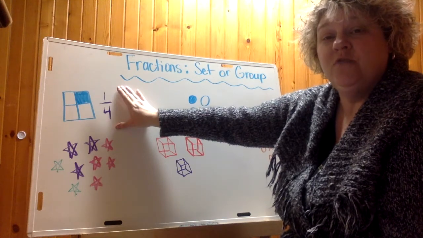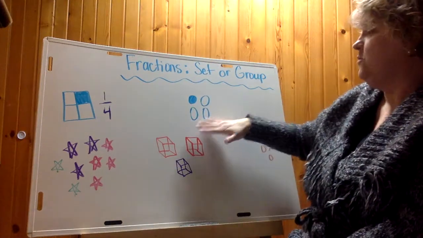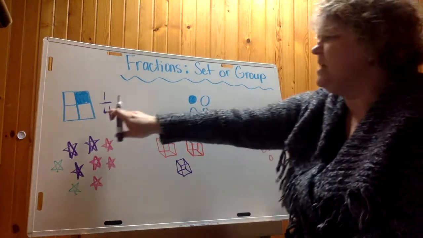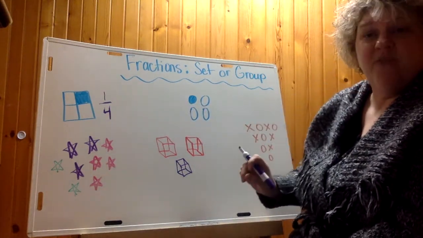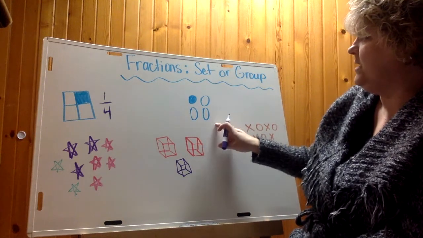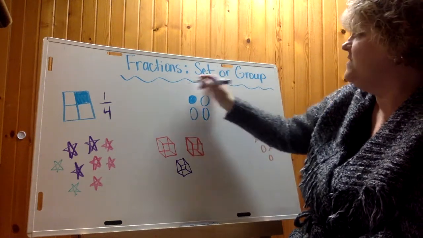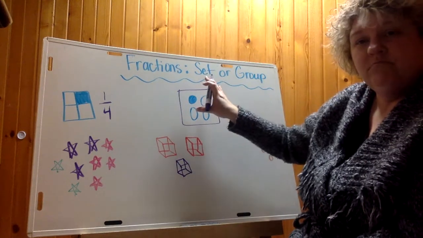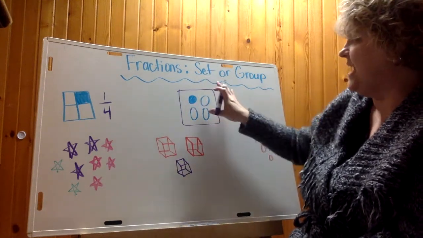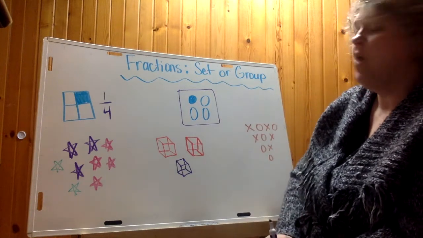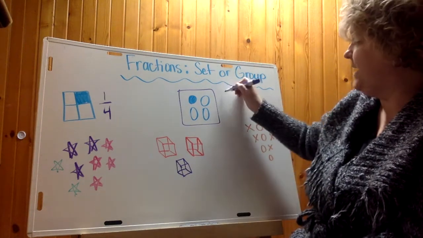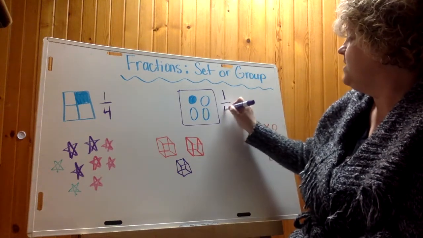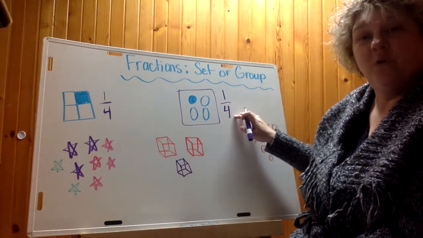But you also can do fractions of a set or a group, which is what I have on the rest of the board. So for example, let's look at this one. These two are the same fraction technically. So what we would look at is how many of the set, a lot of times there's a square or a circle around them, okay? So of this set, how many is colored? 1. And how many total circles are there? 4. So the fraction is 1/4.